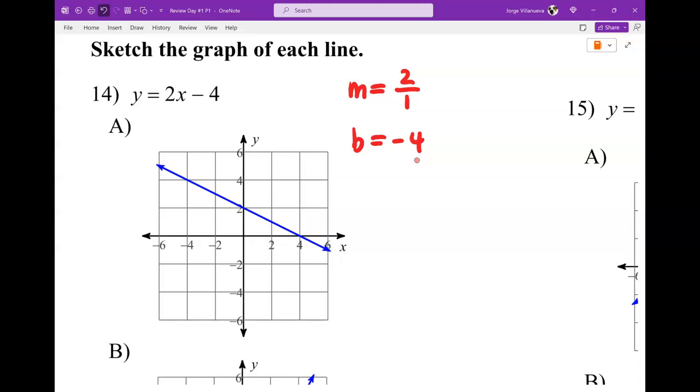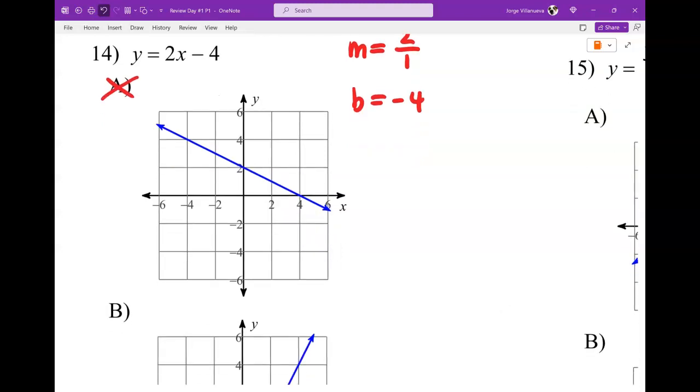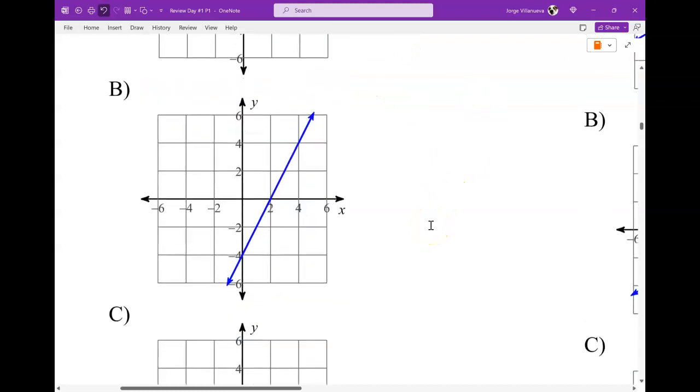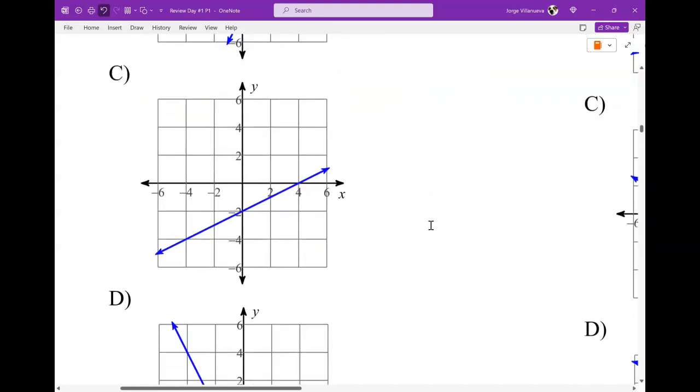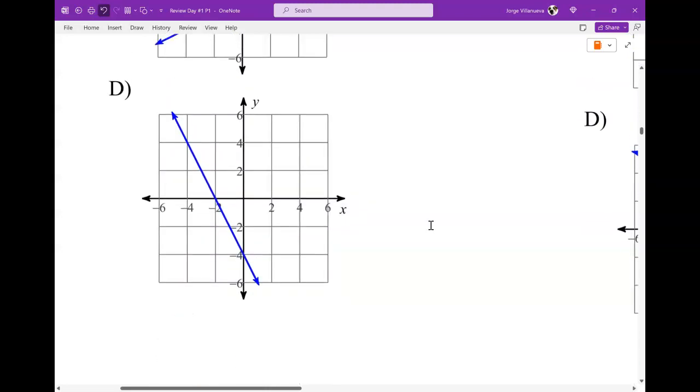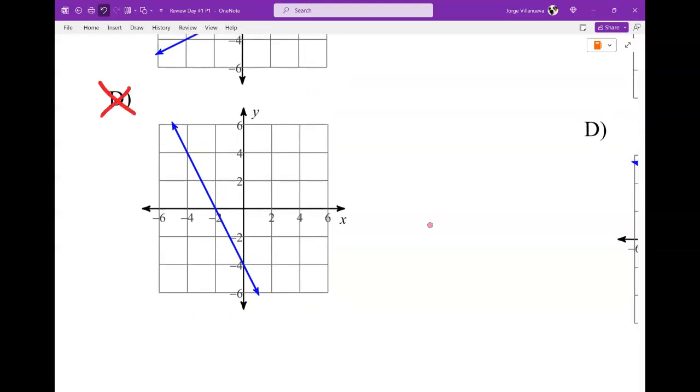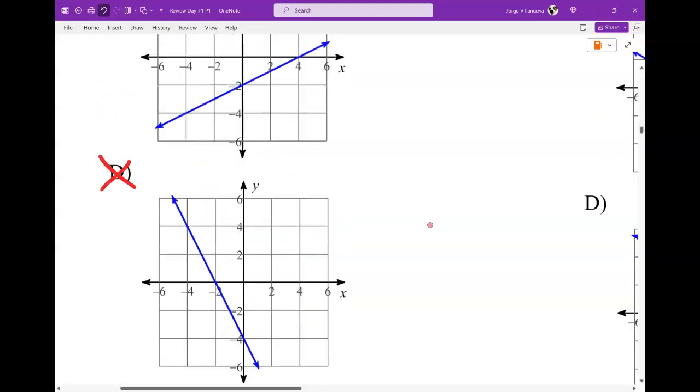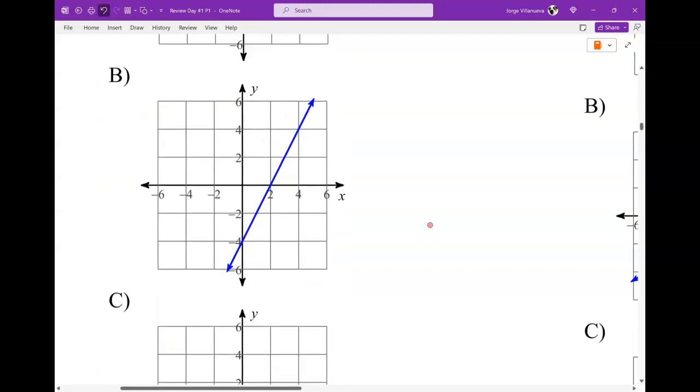Okay? So, is A representative of a slope of 2 over 1? No, it's not. This one's going down. Is B representative of a slope that's positive? Yeah, okay, so we'll leave it. What about C? Yeah, it is. It's going uphill, right? What about D? No, that's going downhill, so it can't be that. So now I have two options, B or C.